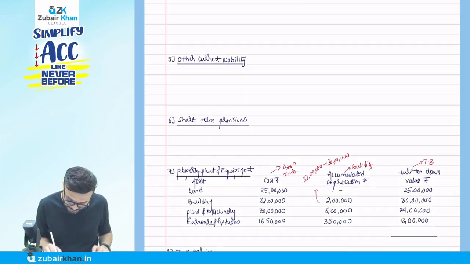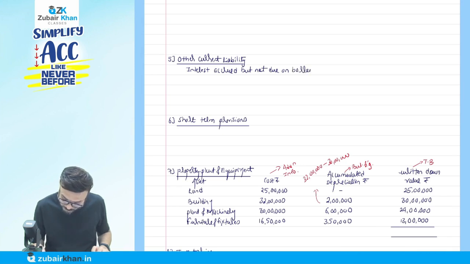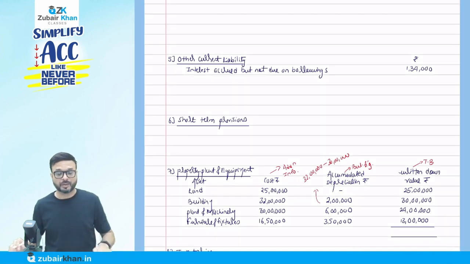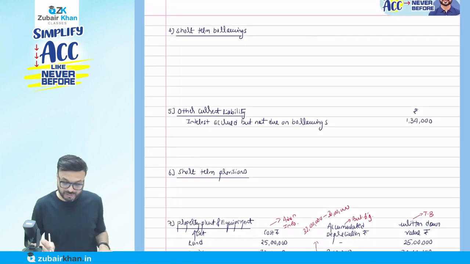So write down there: interest accrued but not due on borrowings, 1,34,000. Okay, 1,34,000. Simple.